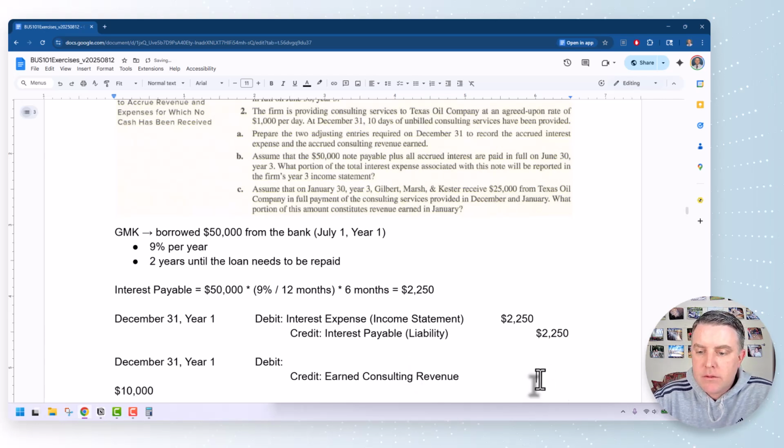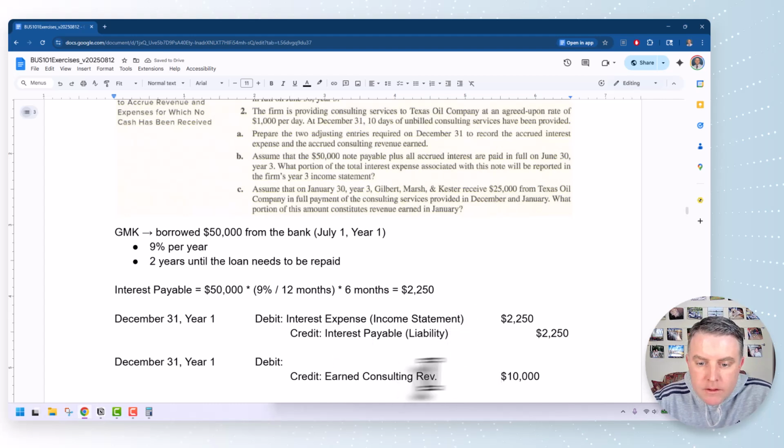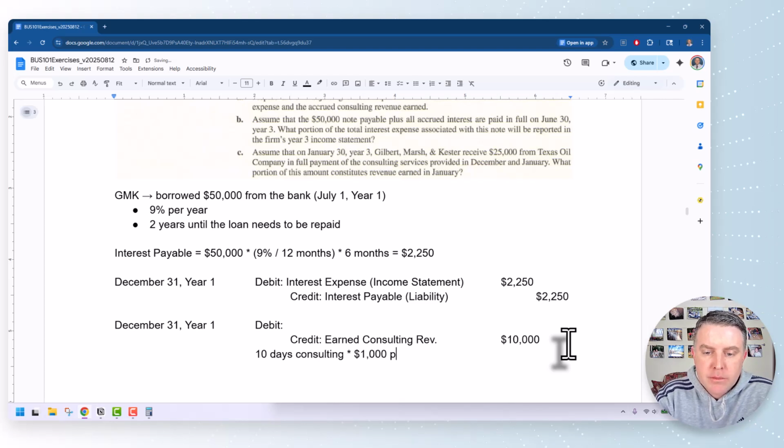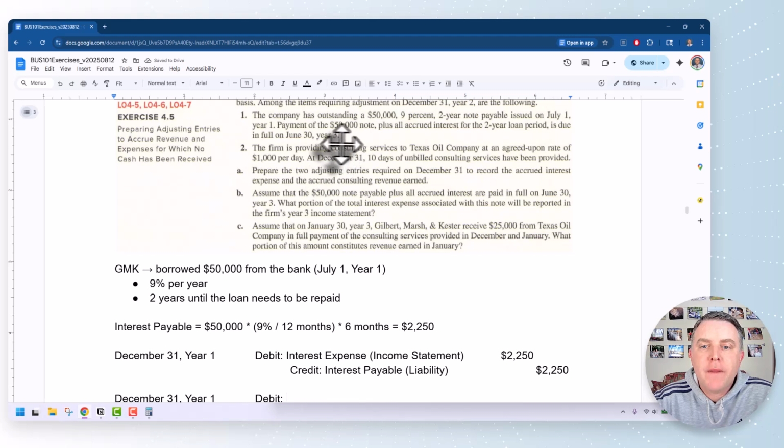And I got this by saying, let's just abbreviate this so it fits on one line, earned consulting revenue. All right. So we have earned consulting revenue, and the way I got this amount was I did 10 days consulting multiplied by $1,000 per consultant day.